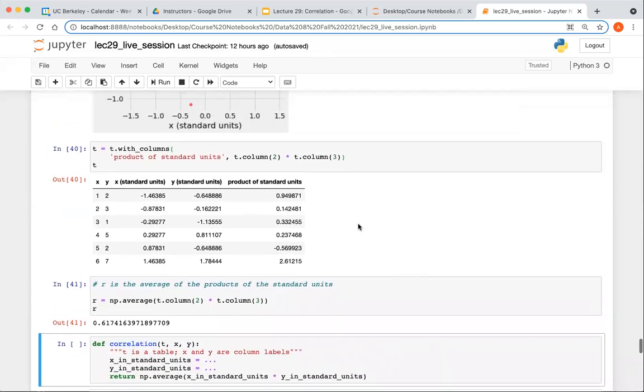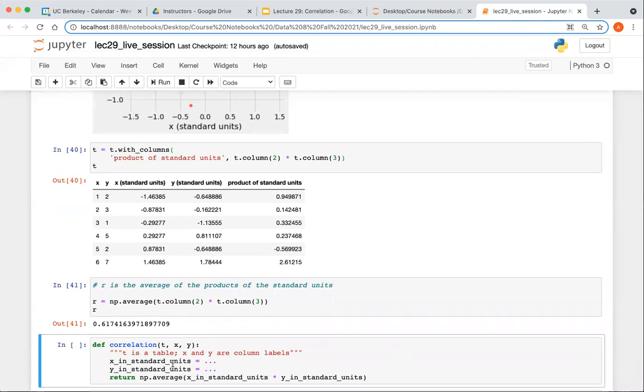What I'd like to do is collect all of this into a function that is called correlation. It takes 3 arguments: the name of a table, the label of the X column, the label of the Y column. And it returns the correlation between those 2 columns, and we're assuming that those 2 are numerical columns, okay? So we have to first take this X column and convert it to standard units. Did we write a function to do that? We did. It was called standard units.